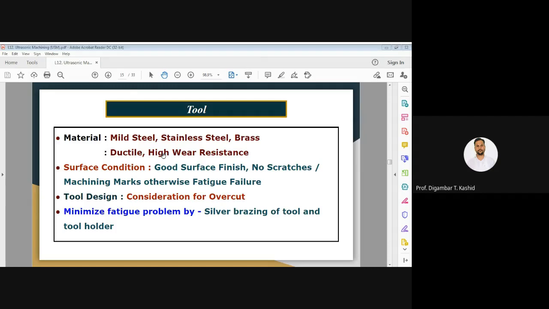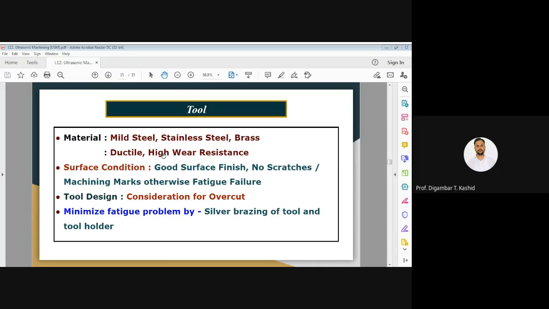As well, some fatigue failure may occur in your tool, because the tool is subjected to very high frequency load changing. Hence, fatigue failure of your tool may take place. And if it has some scratches or machining marks, then those will be left on your workpiece also.